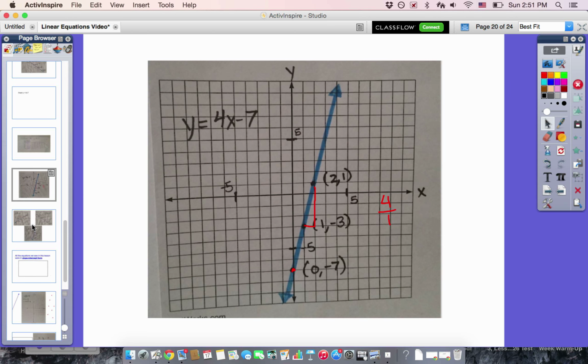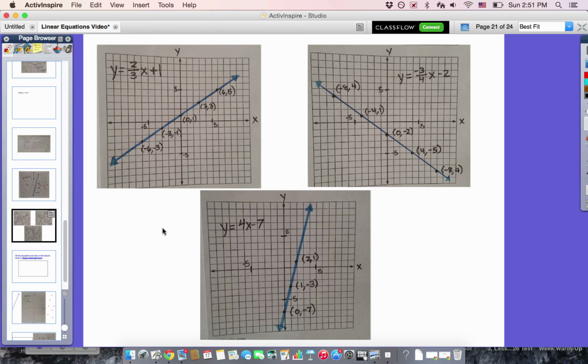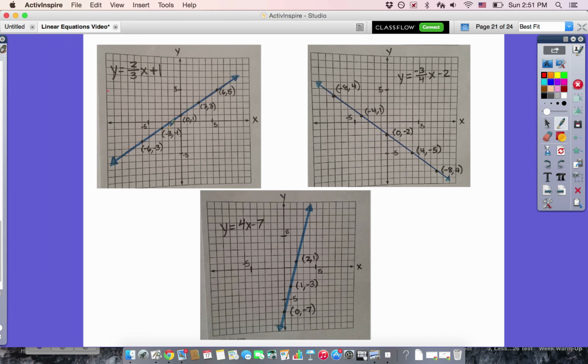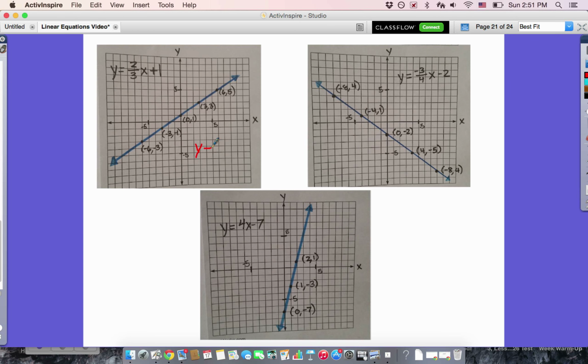Okay, so let's take a look at all three graphs together. My y-intercept here was 1. My y-intercept here was -2. And my y-intercept here was -7.